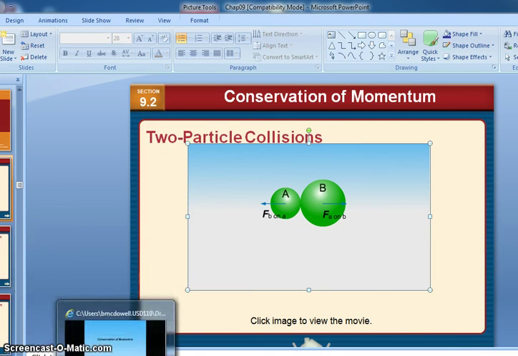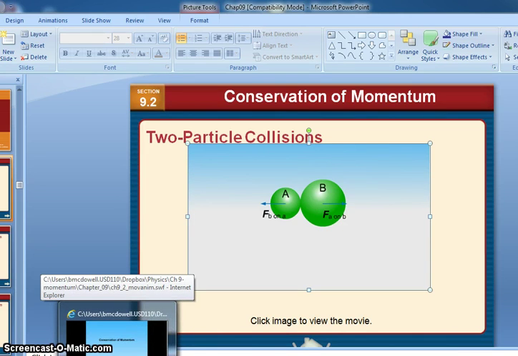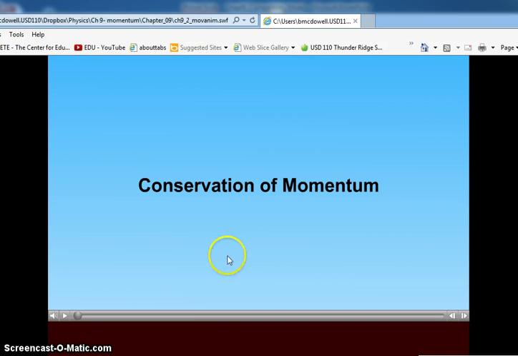Here is your lesson on section 9.2, which is conservation of momentum. I couldn't get the video to play in Classroom, so I'm going to go ahead and show it here.